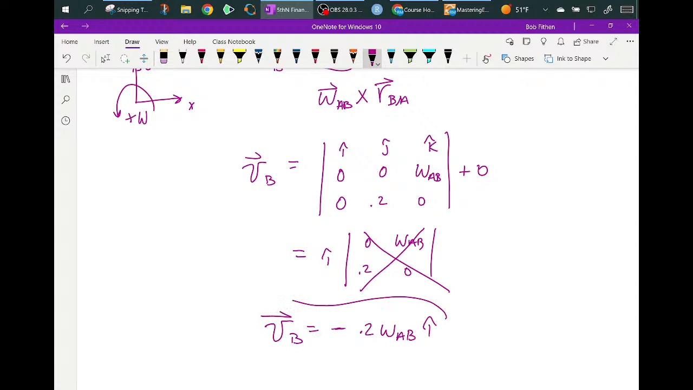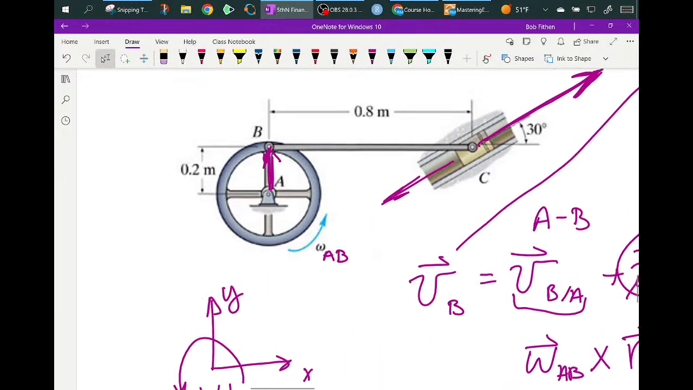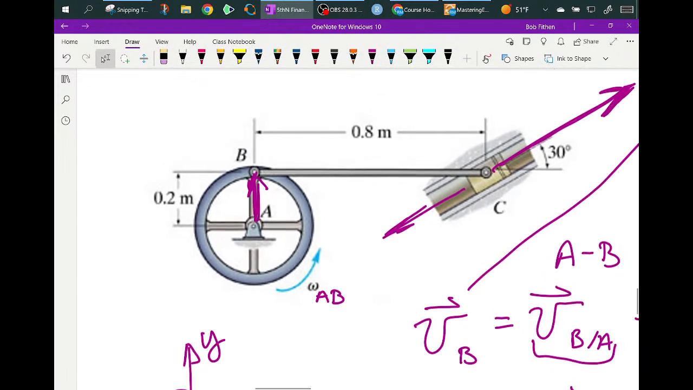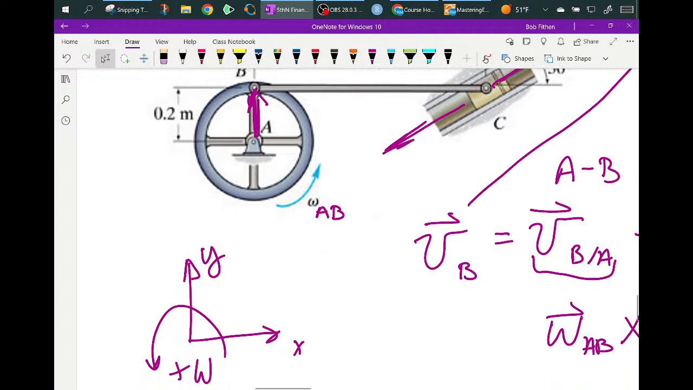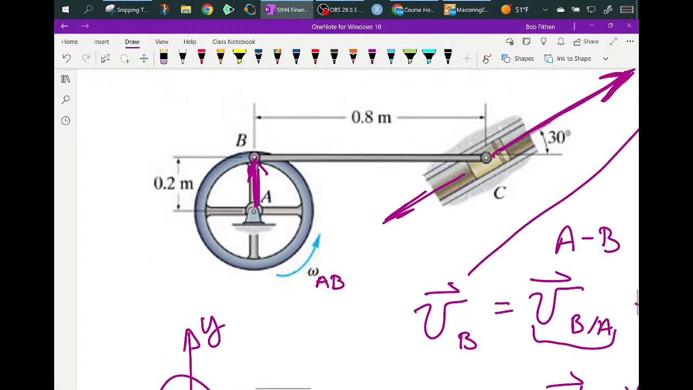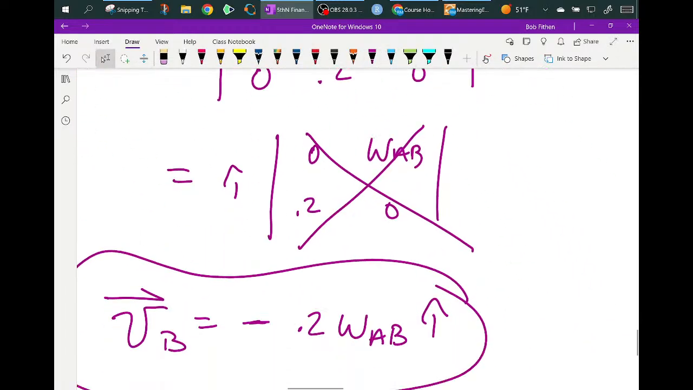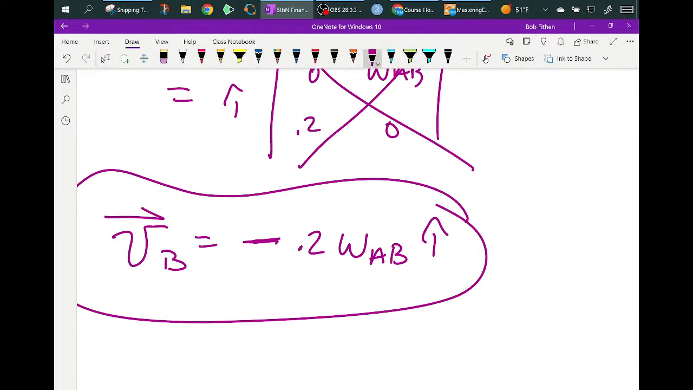Does that make sense? If in fact the wheel is rotating this way, which these two directions are both the same way, the velocity runs back to the left, and that's consistent with the minus sign here.